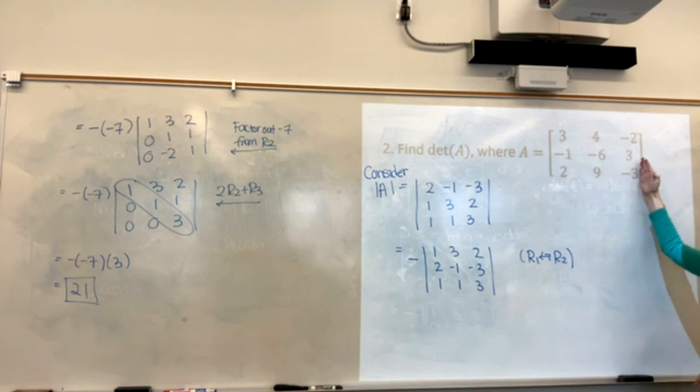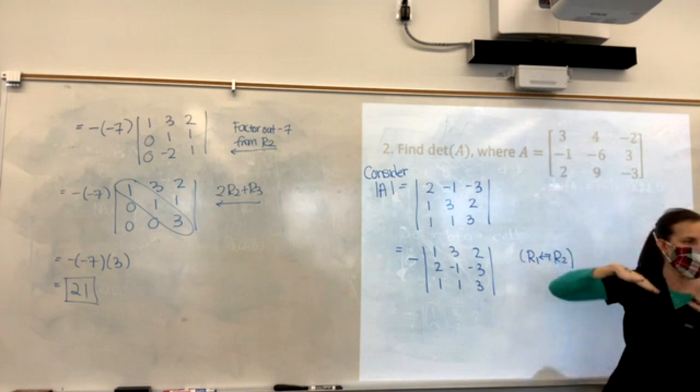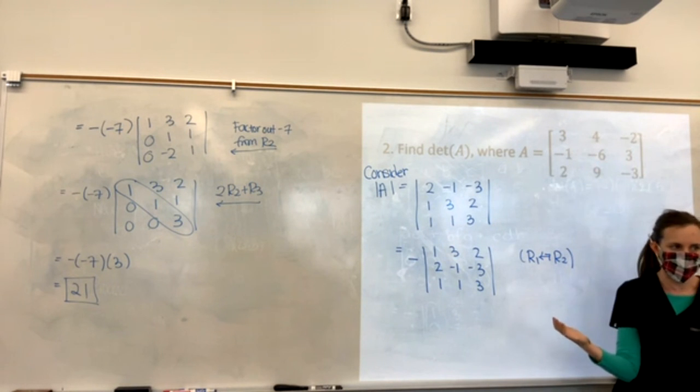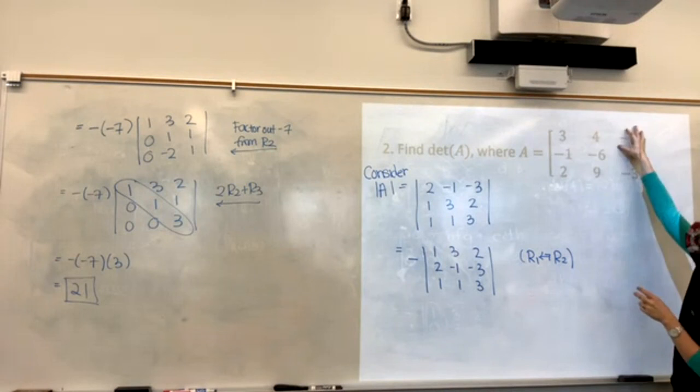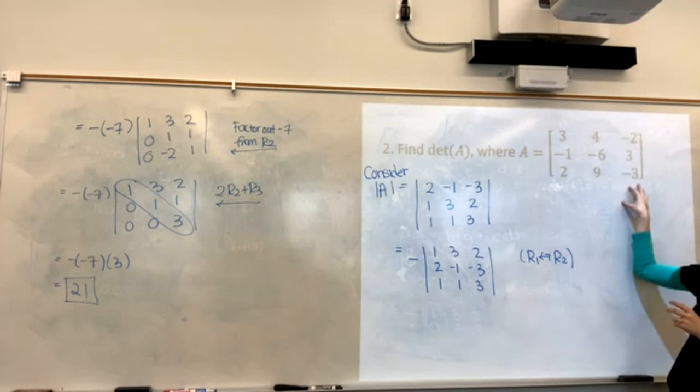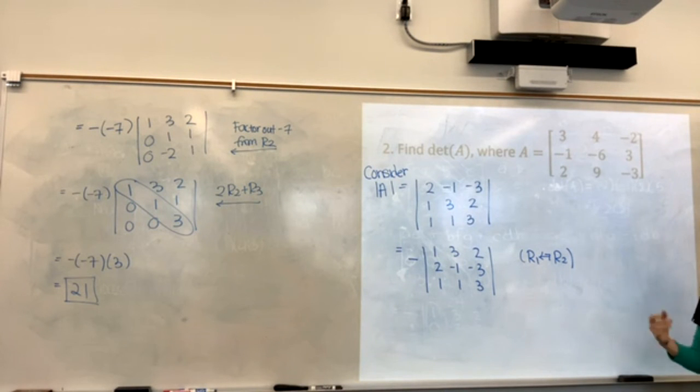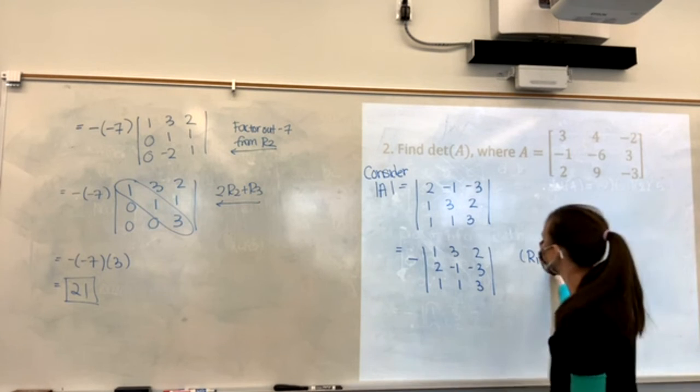If you add a multiple of one column to another column, nothing changes. Your determinant doesn't change at all. And you're also allowed to factor out a scalar from a column, just like you can from the rows.